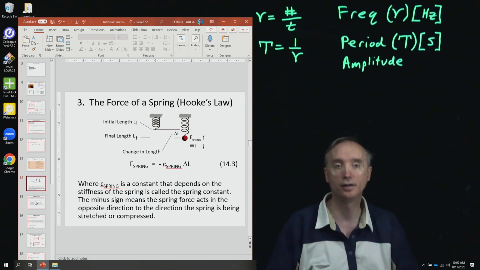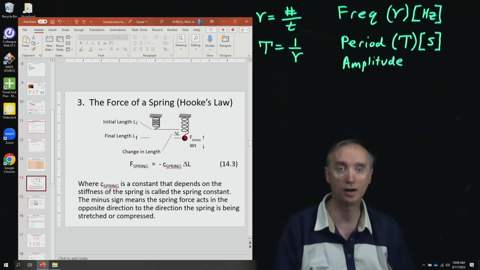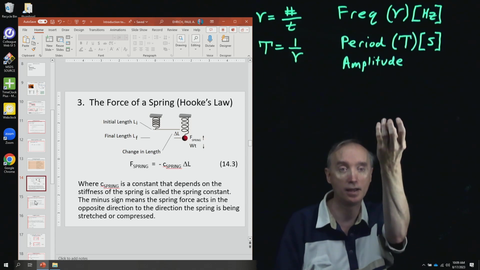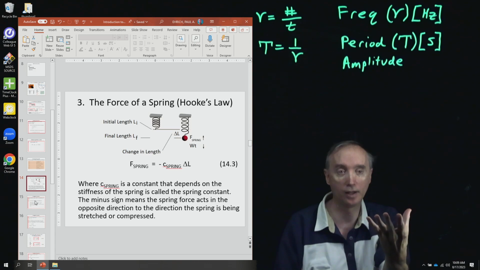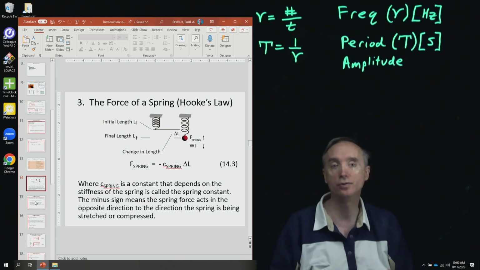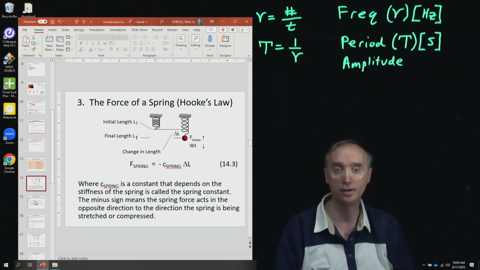So ultimately, we want to try to figure out what is the frequency of a spring, so that when we put a weight on the end of a spring and then we pull it down and let it go, it's going to oscillate up and down. And what we'd like to be able to do is calculate the frequency at which it's going to be oscillating.